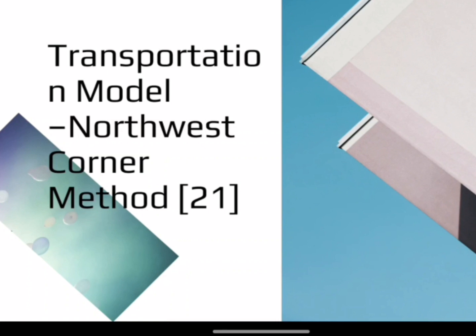As we all know, transportation problems are of two types, that is balanced and unbalanced. But to solve transportation problems, we have three methods, that is the Northwest corner cell method, Vogel's approximation method, and the least cost cell method. So first we will see the Northwest corner method.